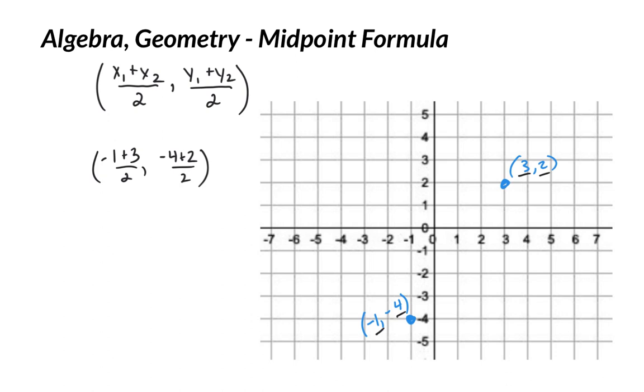-1 plus 3 is 2. 2 divided by 2 is 1. -4 plus 2 is -2. Divided by 2 is -1. So I'm going to put this point, (1, -1), right here. You can see that definitely looks like the middle, breaking that into congruent segments.